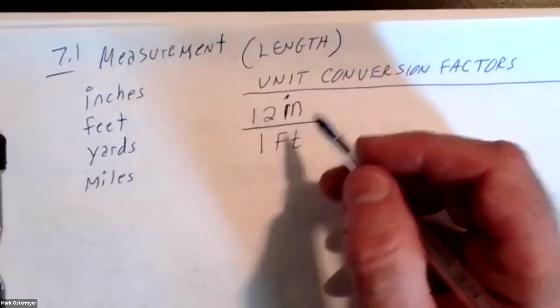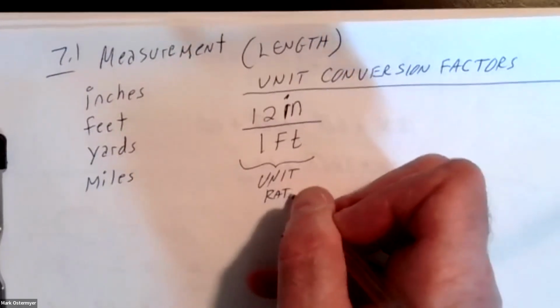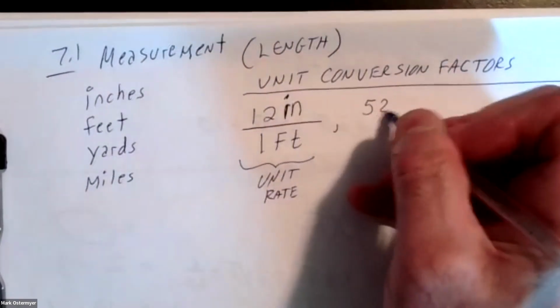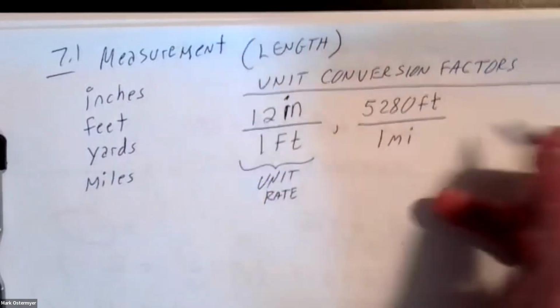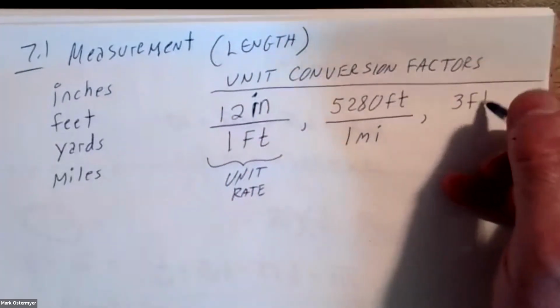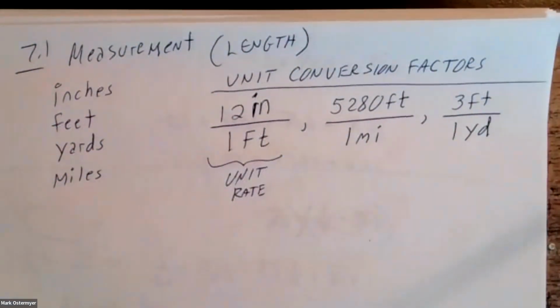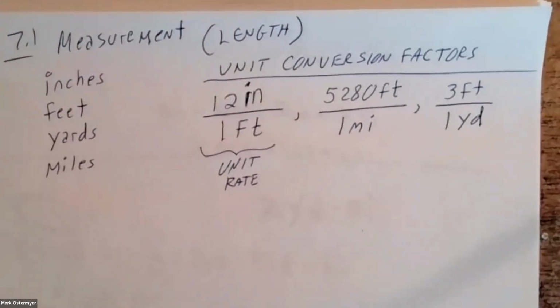That's a unit rate. Isn't this also a unit rate we talked about in the past? Remember, when a rate has a denominator of 1, it's called a unit rate. Ladies and gentlemen, there's 5,280 feet per every 1 mile. That's a unit conversion factor. There's 3 feet per every 1 yard. That's a unit conversion factor. You see that there? These are called unit conversion factors. They're going to enable us to convert from one unit to another unit within our measuring system in this country.